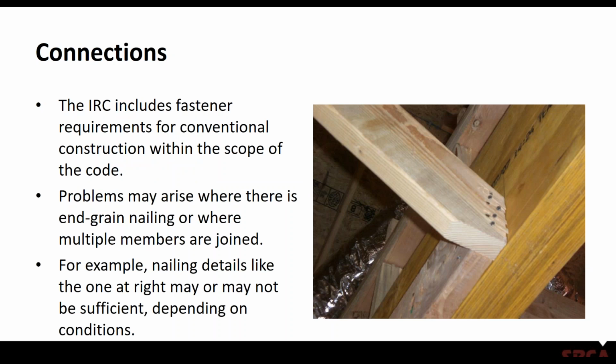Connections. I've got about 10 photos to go, so if you can bear with me, we'll be done here in a couple of minutes. Connections. The IRC includes fastener requirements for conventional construction within the scope of the code. Problems may arise when there is end grain nailing or where multiple members are joined. For example, nailing details like the one on the right with a compression block, where you attach the block to the side of the beam and then attach the rafter to that, may or may not be sufficient.